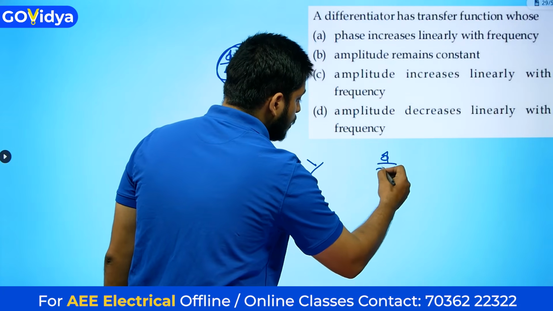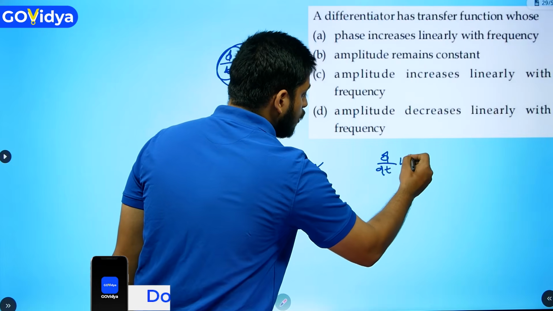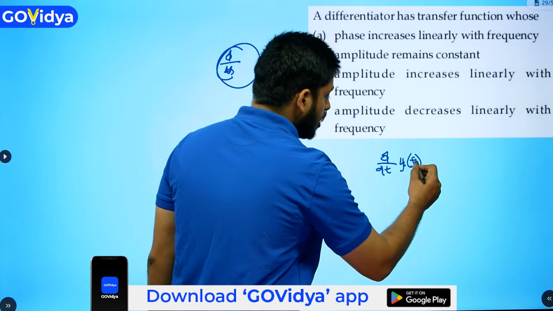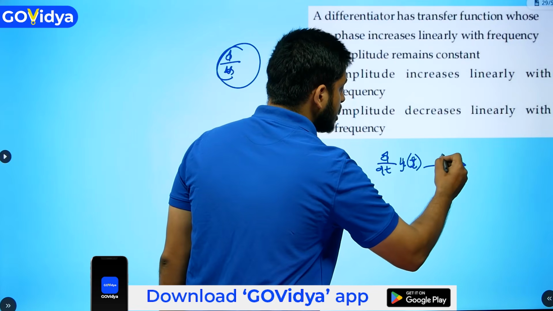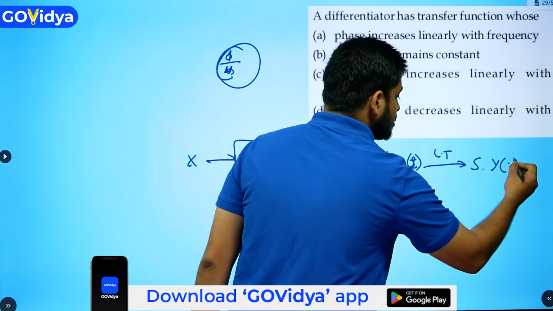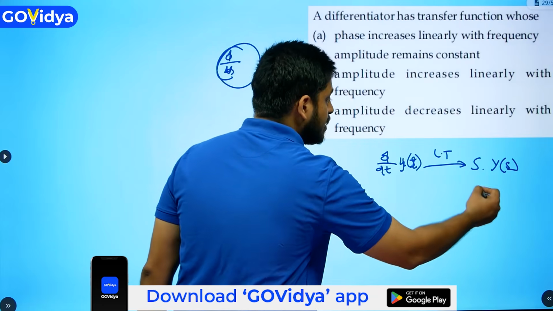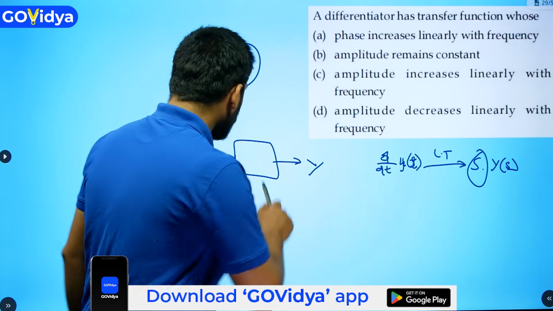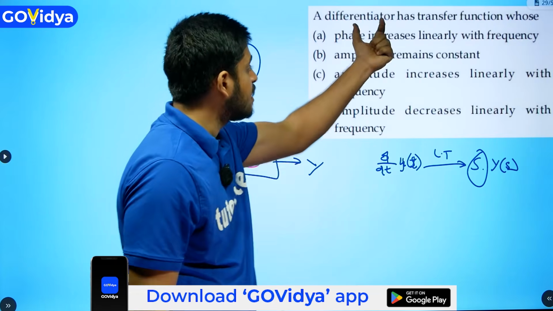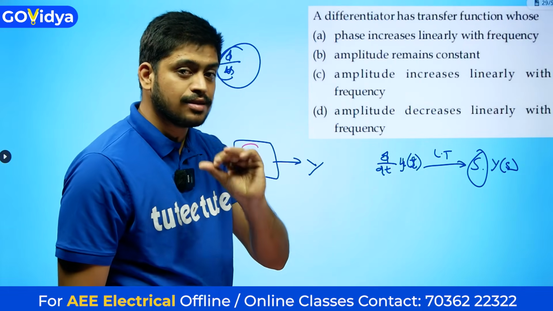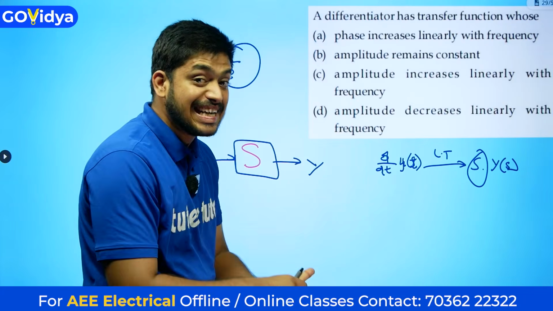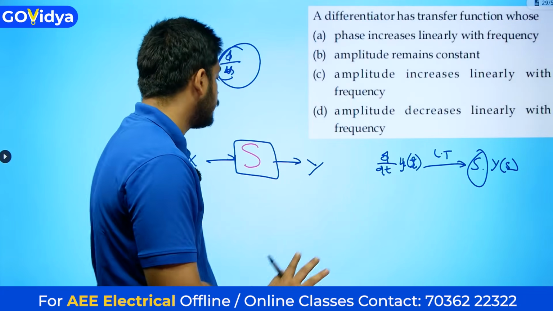If we take d by dt of y of t, and find the Laplace transform of this, what are we going to get? s into Y of s, which is nothing but s is my differentiator element. Yes or no? So what is the transfer function of a differentiator? Directly it is s. Please remember this from now. What is the transfer function of an integrator? 1 by s. That's it. There is no confusion in this.